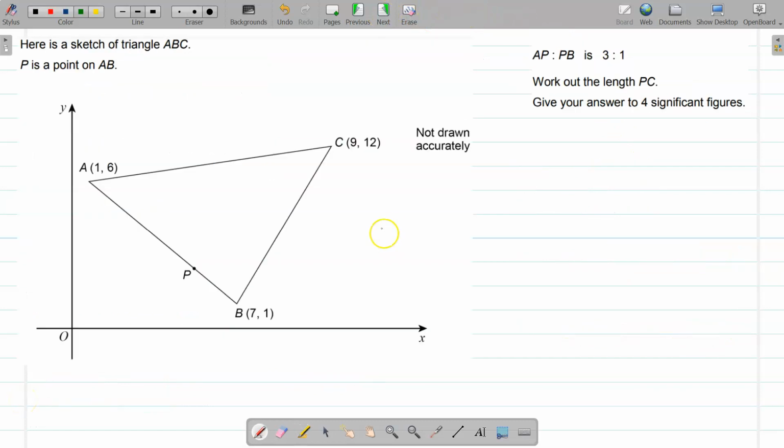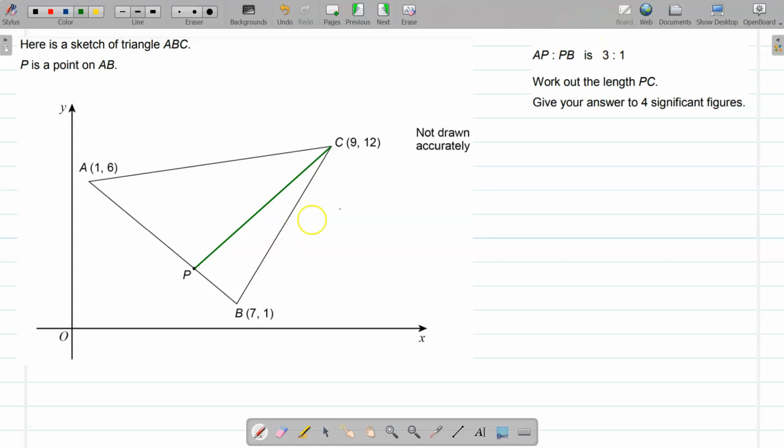Next question. A triangle constructed on a set of XY axes. Well, we've got to work out the length of this line PC. So let me just show that line first of all. So that's what we're looking for, the length of that line. Now, before we do that, we need to know the coordinates of the point P. And we notice that P is 3/4 of the way along this line. Now you could work that out fairly easily, but I'll show you a proper method.